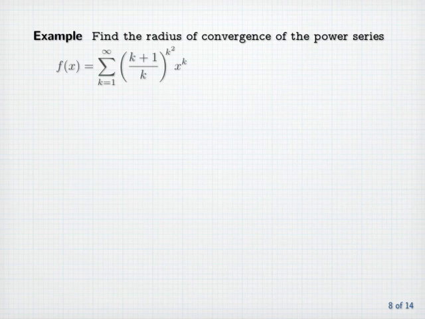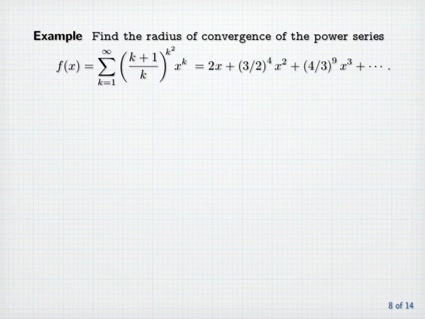Example. Find the radius of convergence of the power series f of x equal to the sum from k equals 1 to infinity of (k plus 1 over k) raised to the k squared power times x to the k, which equals 2 times x plus (3/2) to the 4th power times x squared plus (4/3) to the 9th power times x cubed, and so on. Here we'll use the root test.